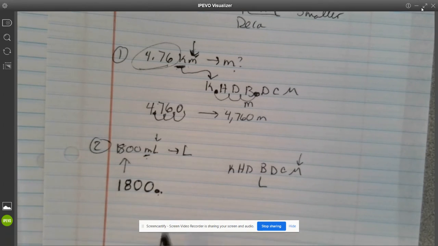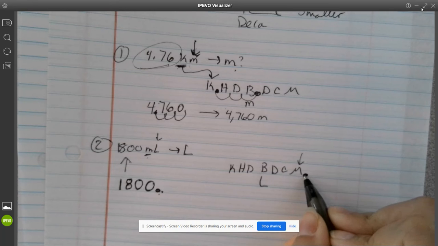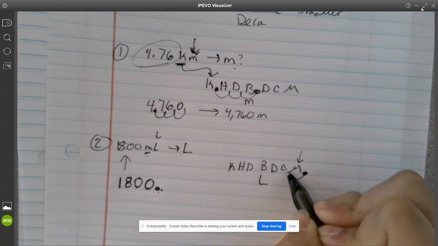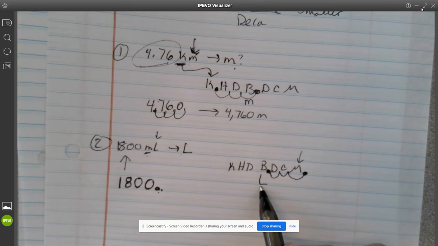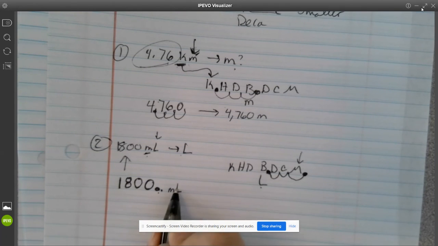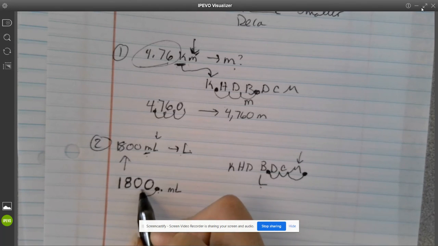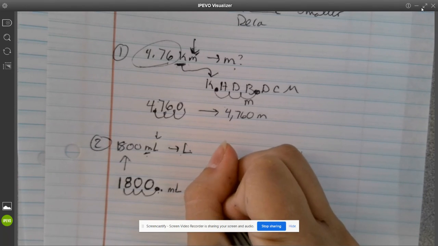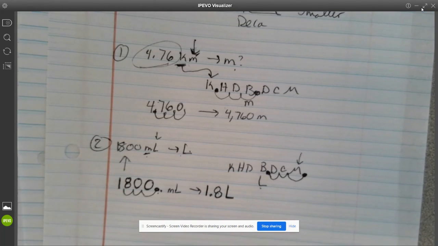Okay, so now we know that we're starting here at milli, and we have a decimal, and we need to go to liters. What you'll do is you'll move 1, 2, 3 times to the left to get back to your base. So in order to convert between milliliters and liters, you will move that decimal 1, 2, 3 times to the left. 1, 2, 3. That means you have 1.8 liters.